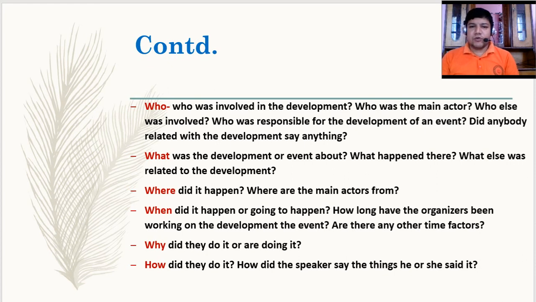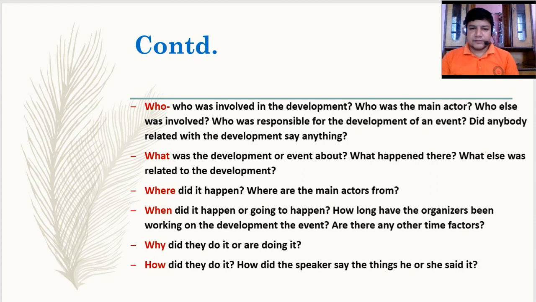Then, what was the event? What was the development or event about? What happened there? So answer this question also. And every event happens in a particular place. So where did that event take place? Where did that event happen? Where are the main actors from? We have to mention this.